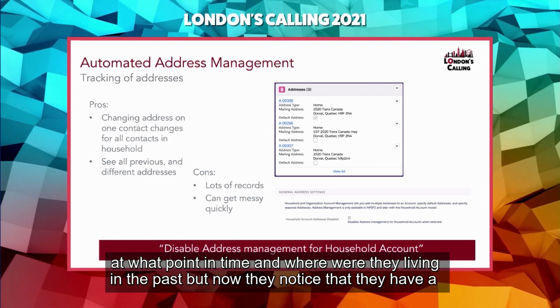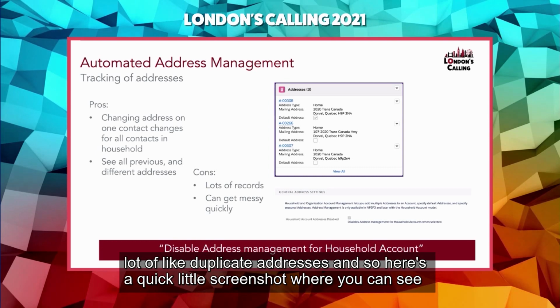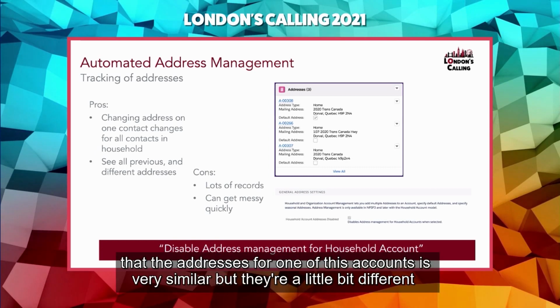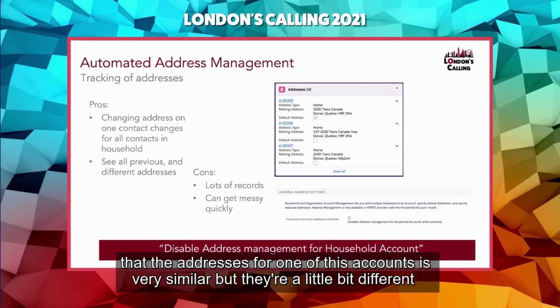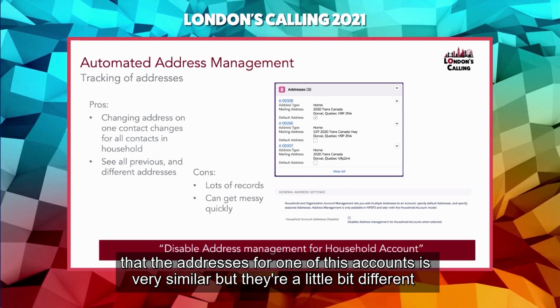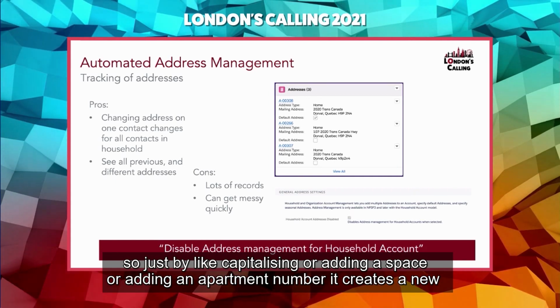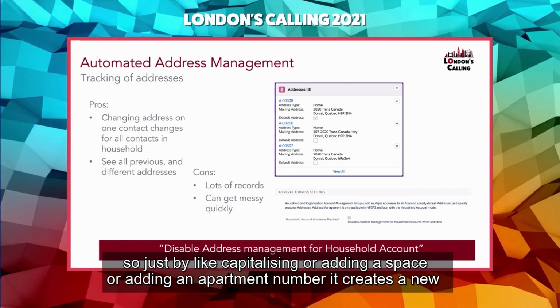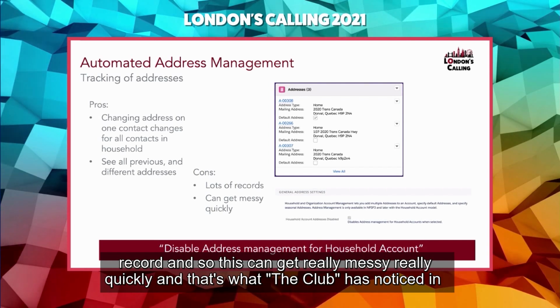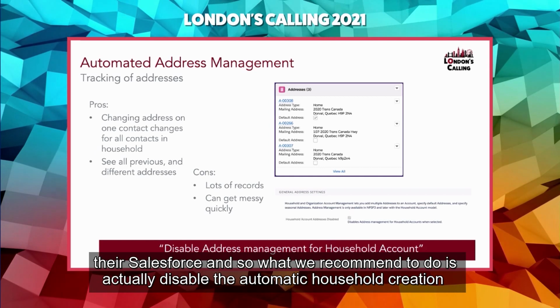But now they notice that they have a lot of duplicate addresses. Here's a quick screenshot where you can see that the addresses for one of these accounts are very similar, but a little bit different. Just by capitalizing, adding a space, or adding an apartment number, it creates a new record. This can get really messy really quickly, and that's what the club has noticed in their Salesforce.